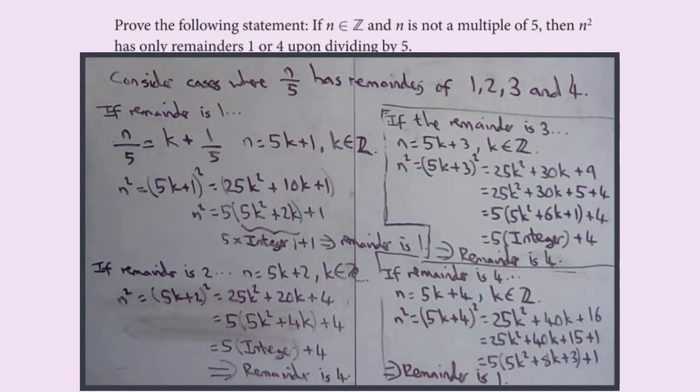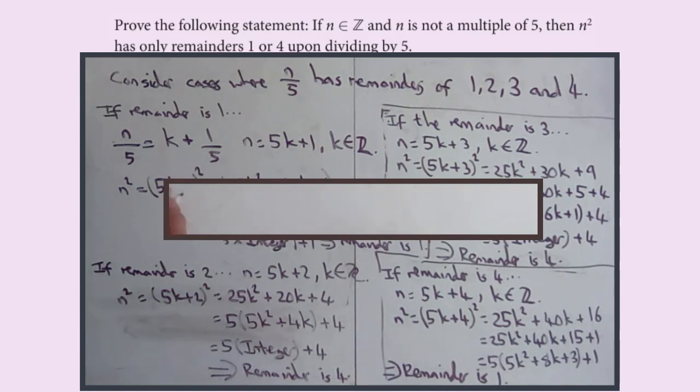So in summary, I've left myself no room at all, but we're trying to show that, assuming n is not a multiple of 5, then n squared only has remainders of 1 or 4 upon dividing by 5. We've considered every single case of possible remainders of n, because you can only get remainders of 1, 2, 3 or 4 when you divide n by 5. Any other remainder would just be those remainders anyway, or it would be no remainder. So therefore n squared only has remainders of 1 or 4 upon dividing by 5.